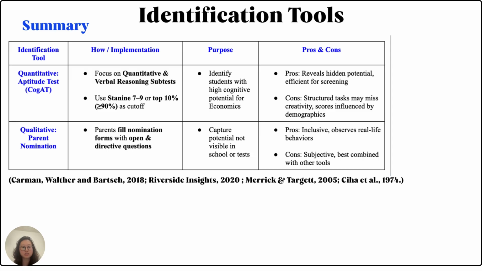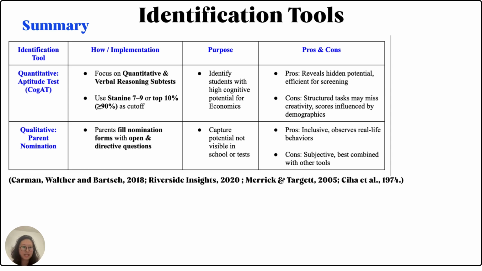The first tool is aptitude testing, such as the cognitive abilities test called COG. This is a standardized test designed to assess students' potential in specific cognitive domains, rather than their learned knowledge or academic performance. So in practice, we do not rely on the overall score as it averages different abilities and may mask a student's strengths. Instead, we focus on two subtests most relevant to economics: quantitative reasoning and verbal reasoning.